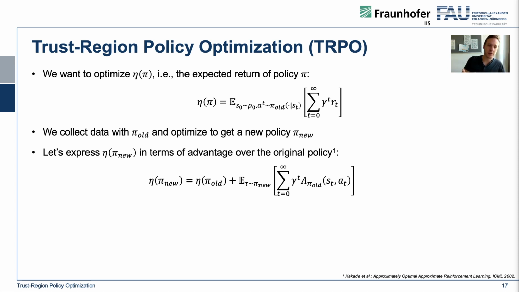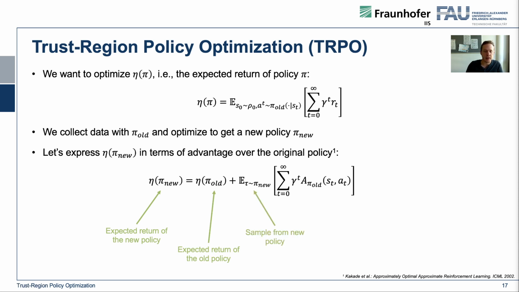If you are now sampling trajectories from our new policy, it is nothing else than the expected discounted advantage of the actions that we sample from following our new policy pi. So this is how we can define the expected return of a policy pi new in terms of an advantage over the original policy. This is what I just said: this is the expected return of the new policy, this is the expected return of the old policy, and this is a sample estimate from the new policy.